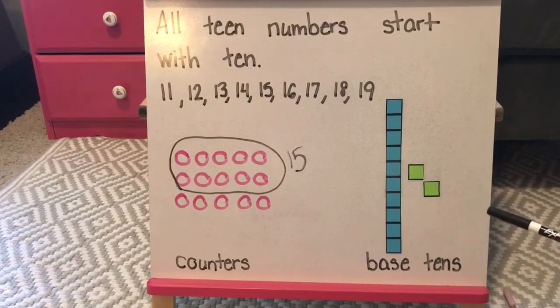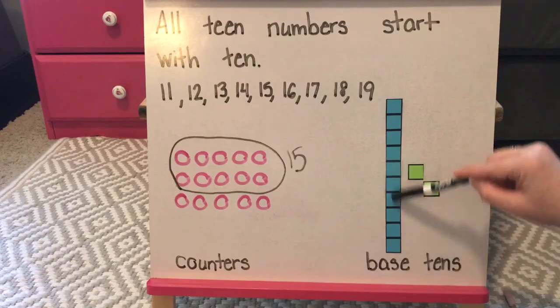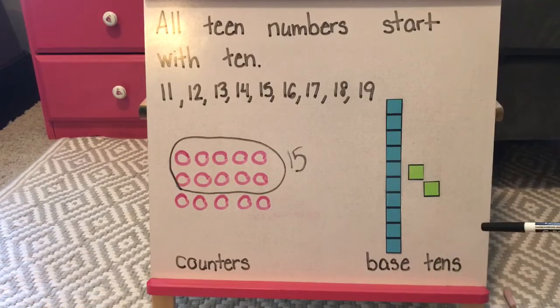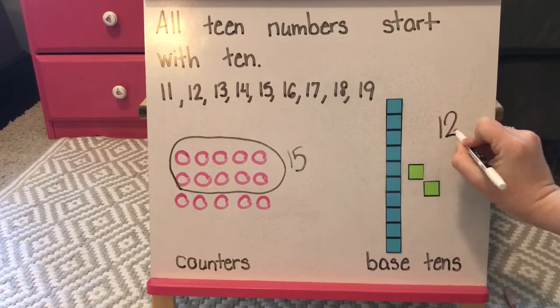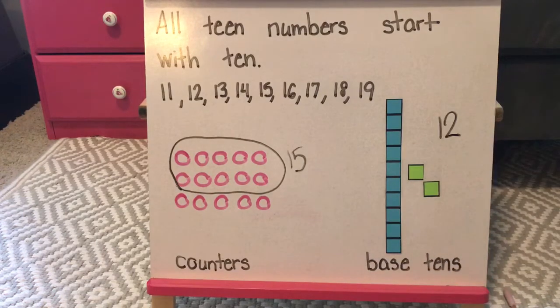If I saw this number, I would say, oh, there's a tens rod, so that means I have 10. And then I just count on: 11, 12. So this number right here would be showing us the number 12. We have one tens rod and two ones.